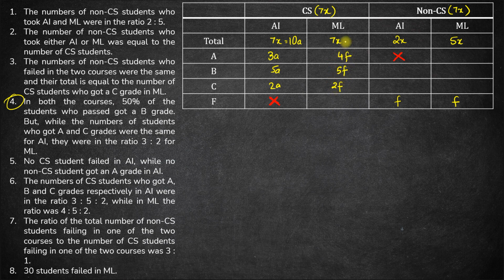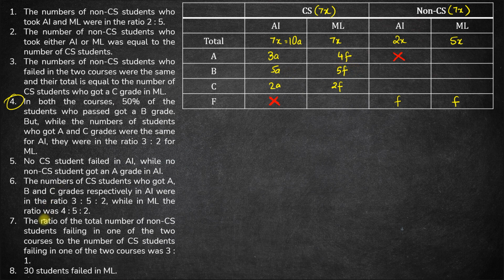So sum here is 11F. So 7x should also be equal to 11F. Oh, sorry, no. The sum of all these should be 7x and not just these three. I made a mistake, so we'll come back to this again. Sum of these four should be 7x.